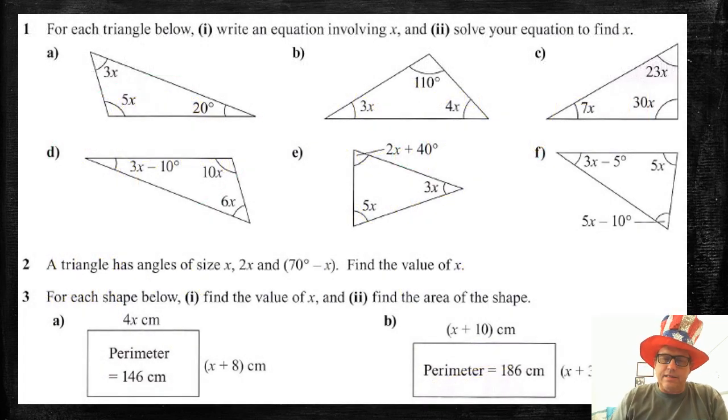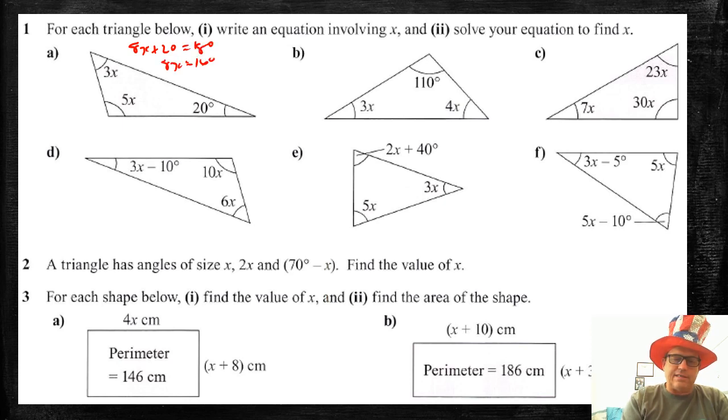Okay, we'll run through these really quickly. For 1a, I need to add them up. 3x plus 5x plus 20, so 8x plus 20 equals 180. Right, so take away 20, 8x equals 160, x equals 20. Okay, so our equation is 8x plus 20, and x is 20.